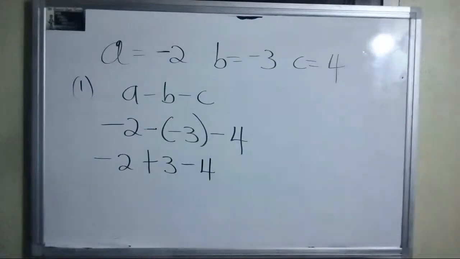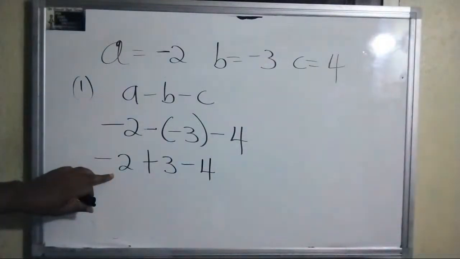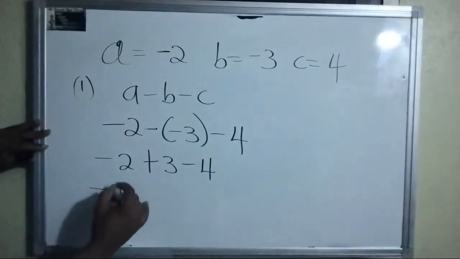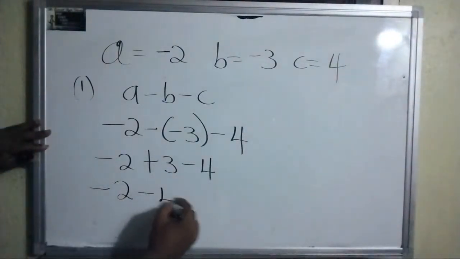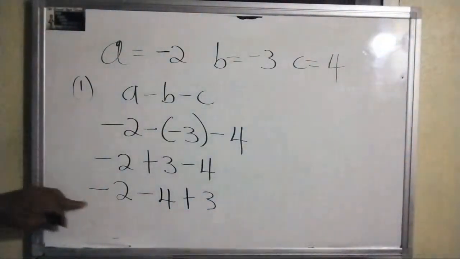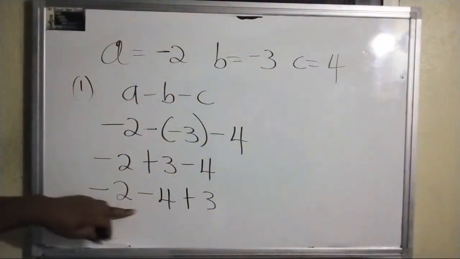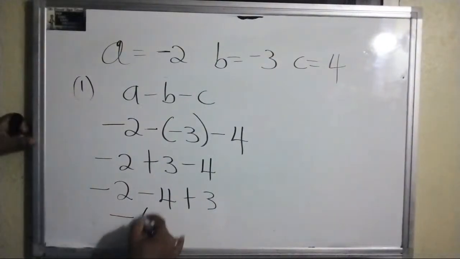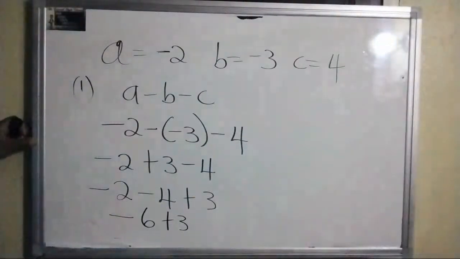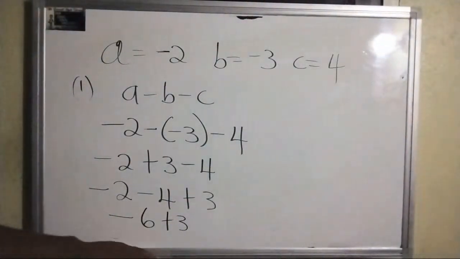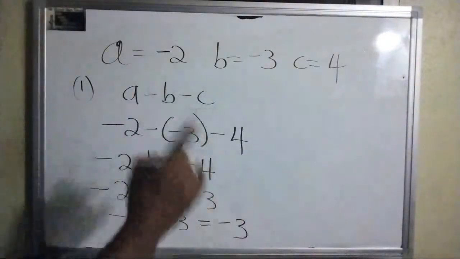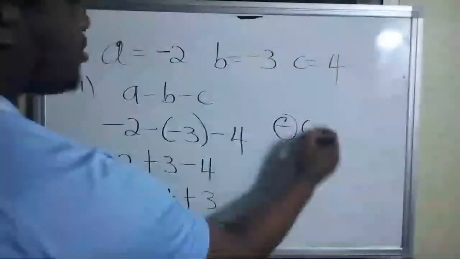Some still have struggles, you know. We can put the negatives together and add them. For example, we could say negative 2 minus 4 plus 3. Both of them are negative, so we can add them. So we get negative 6 plus 3, which is the same thing as negative 3.